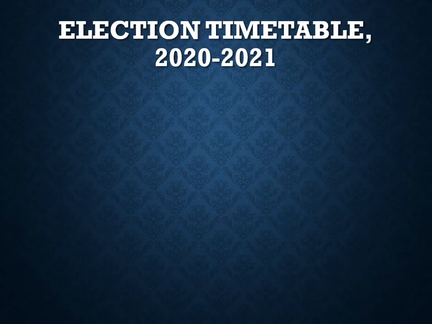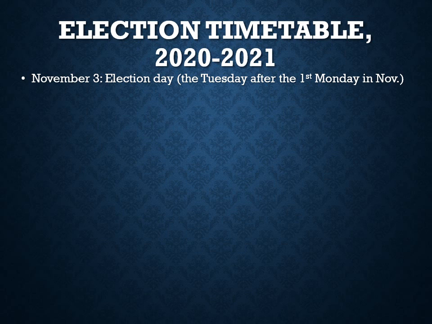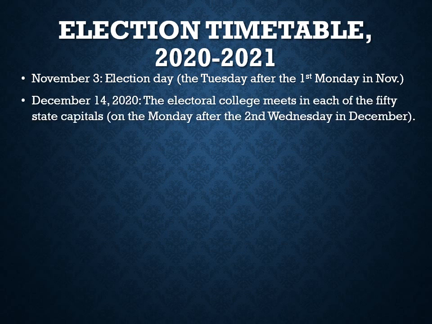Now, what will happen in 2020 and 2021? The election is November 3rd. Why that day? Because it's the Tuesday after the first Monday in November. If you want to know why they chose that, you can ask me in class. I don't want to take the time to go into that right now.